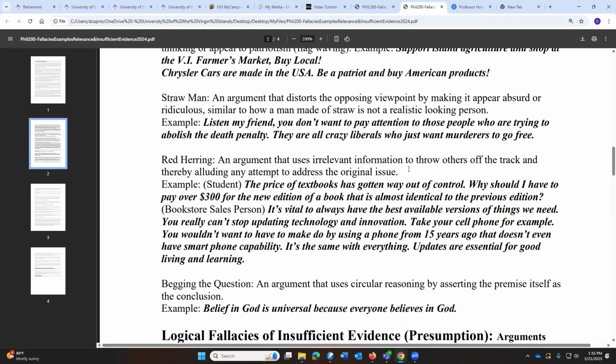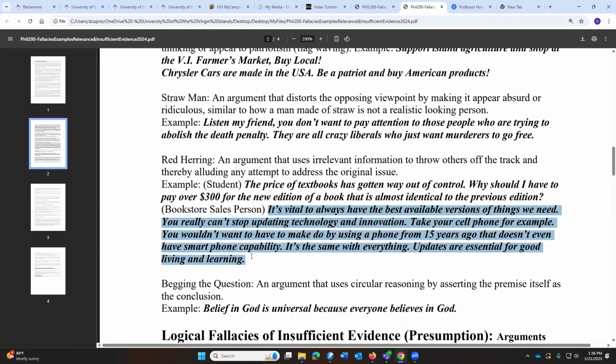Okay. So the student says, the price of textbooks has gone way out of control. Why should I have to pay over $300 for a new edition of a book that's almost identical to the previous edition? Now, the bookstore salesperson says, it's vital to always have the best available versions of things we need. You really can't stop updating technology and innovation. Take your cell phone, for example. You wouldn't want to have to make do with using a phone from 15 years ago that doesn't even have smartphone capability. It's the same with everything. Updates are essential for good living and learning.